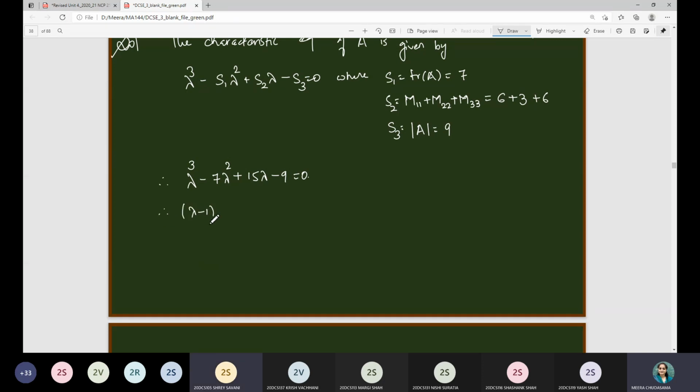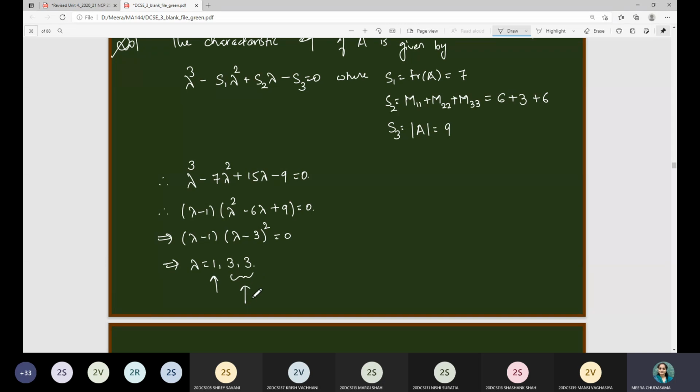1, 3, and 3. Okay, means in that case you must get this one. So (lambda - 1)(lambda - 3)^2 is equal to 0. That is lambda is equal to 1, 3 and 3. Again you have the nature of the eigenvalues as the repeated eigenvalues, right? Means case 1 will correspond to lambda is equal to 1. Case 2 will correspond to lambda is equal to 3.